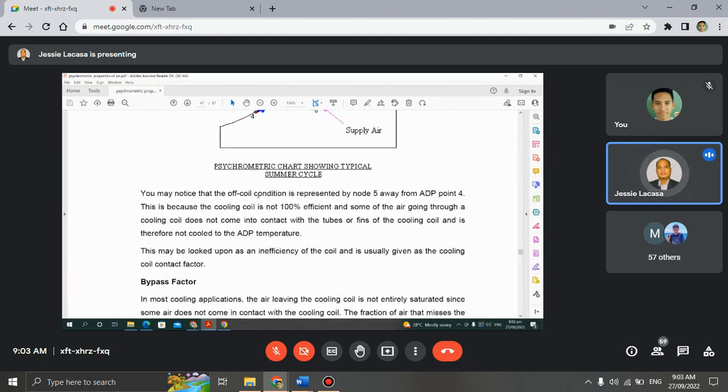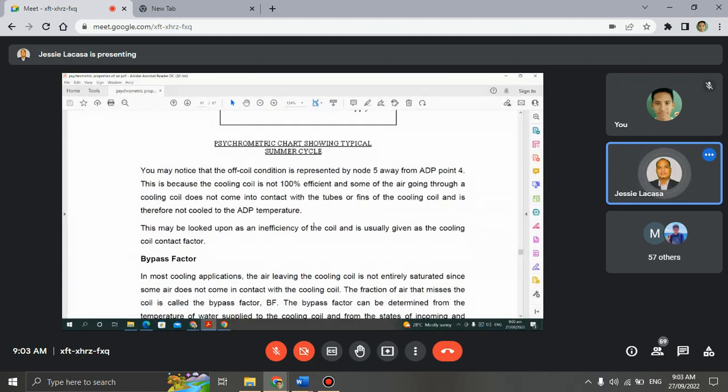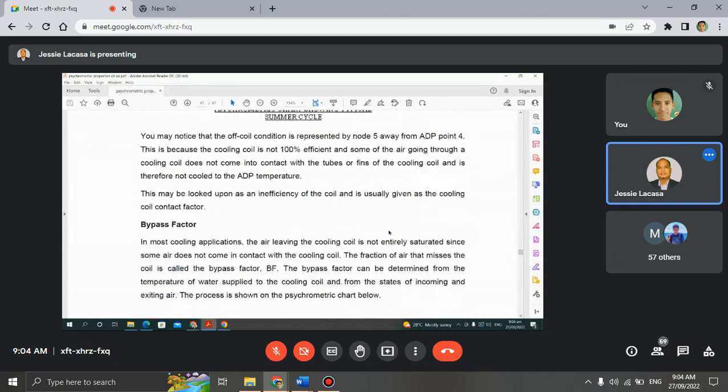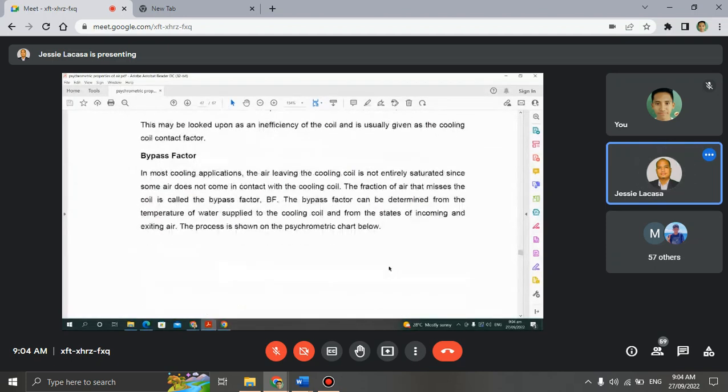Okay. So you may notice that the off-coil condition is represented by node 5 away from ADP or apparatus dew point 4. This is because the cooling coil is not 100% efficient, no? And some of the air going through the cooling coil does not come in contact, no? Wala na siya ni contact. And is therefore not cold to the ADP temperature or apparatus dew point. So this may be looked upon as an efficiency of the coil and is usually given as the coil cooling contact factor, no? Cooling coil contact factor, no? Ang pag-represent na to sa efficiency sa coil niya.